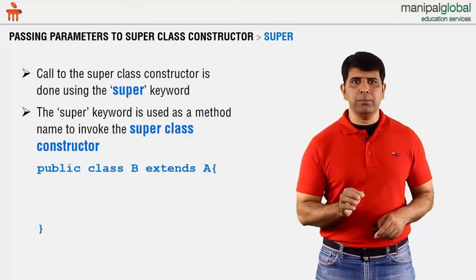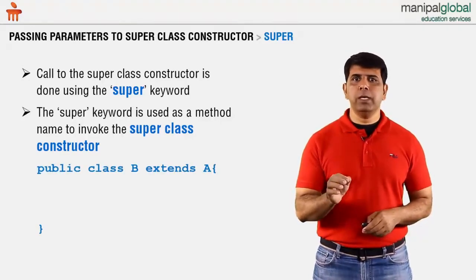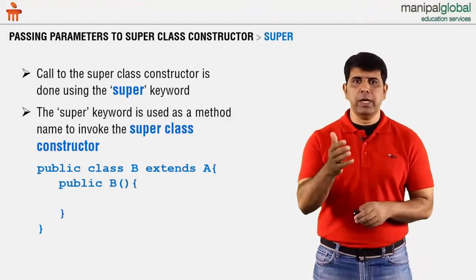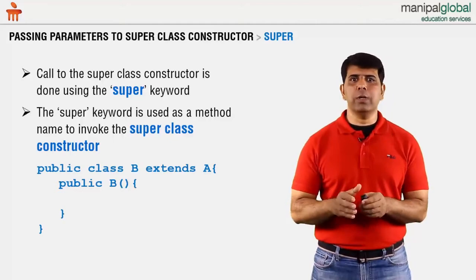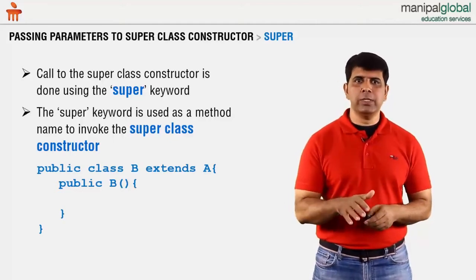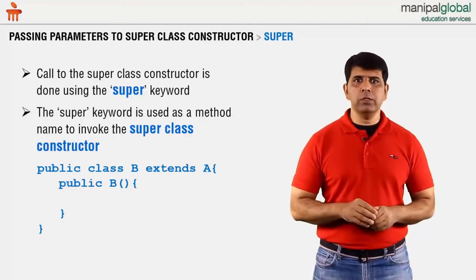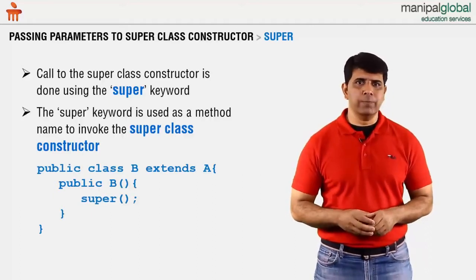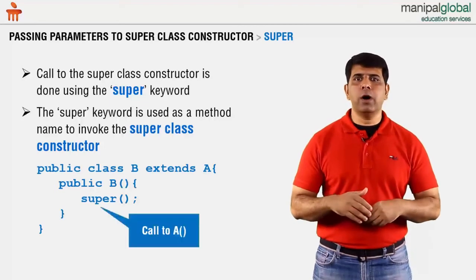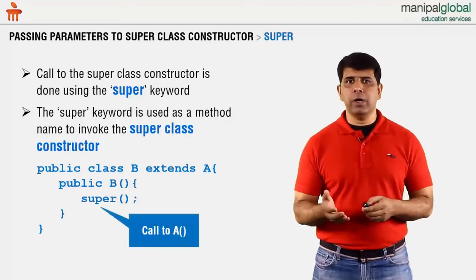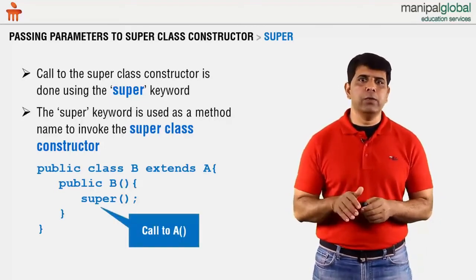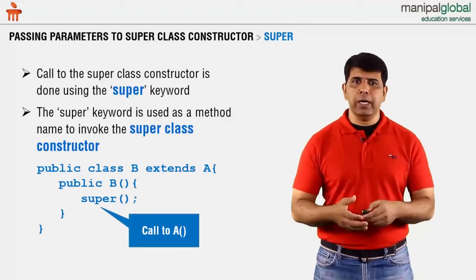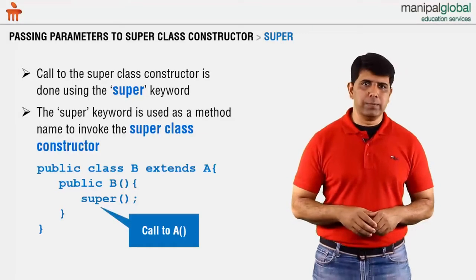Now here is an example. We have a class B extends A, and we have class B's constructor. Incidentally, this happens to be a no-argument default constructor, but you can do that in any constructor. Now what do you do? You simply call super as if it is a function call. This looks for a constructor with no arguments. Because you did not supply values, it looks for a default constructor in the superclass.